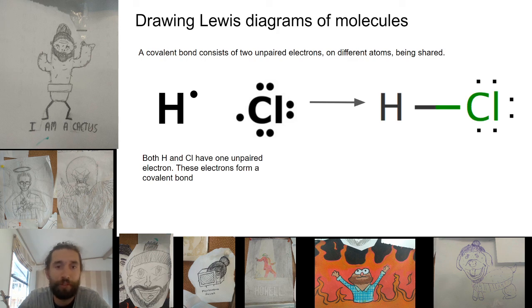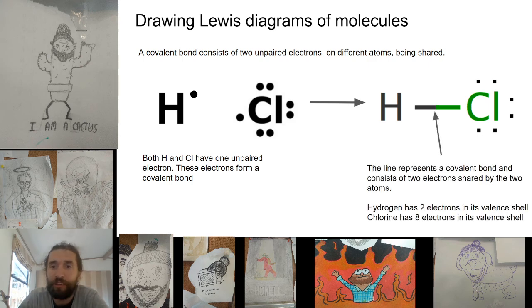There we go. Both hydrogen and chlorine have 1 unpaired electron. These electrons form a covalent bond. The line represents a covalent bond and consists of 2 electrons shared between the 2 atoms.